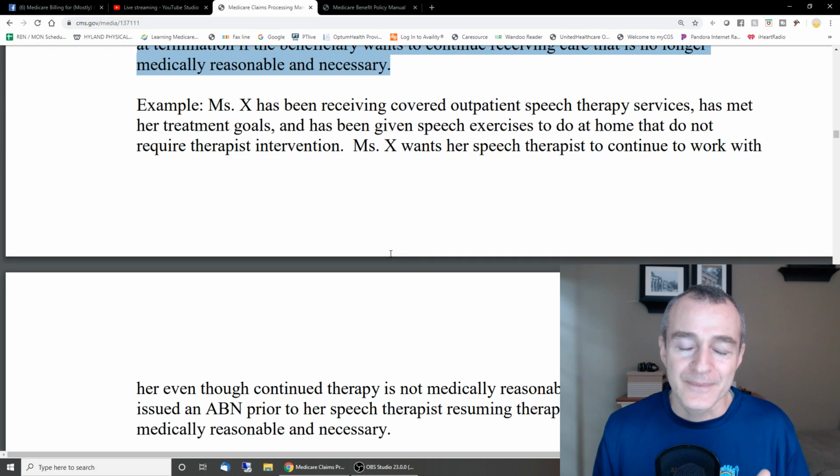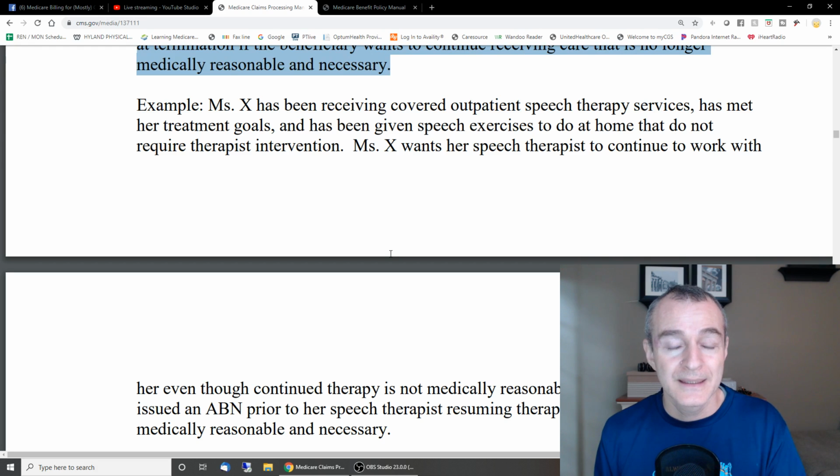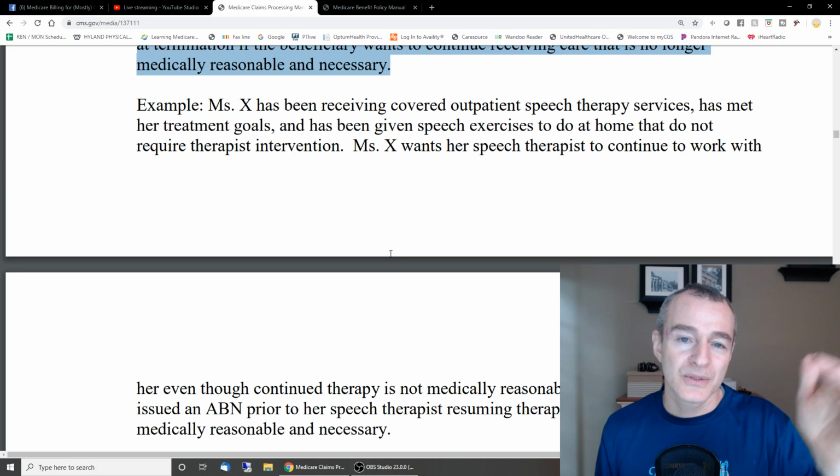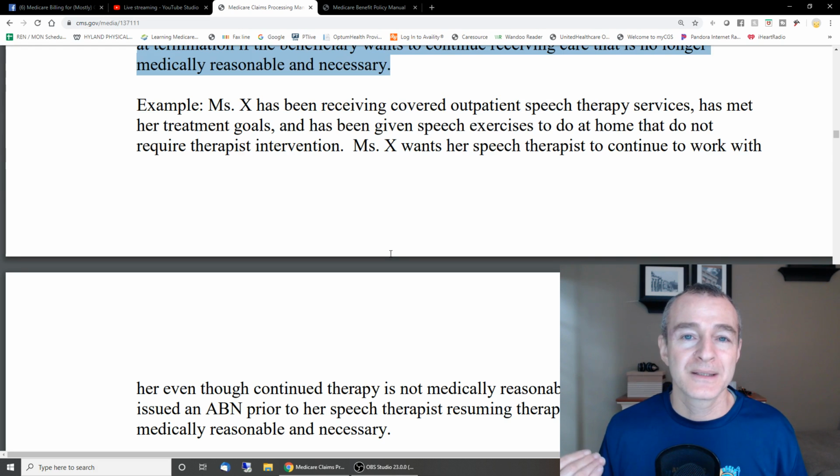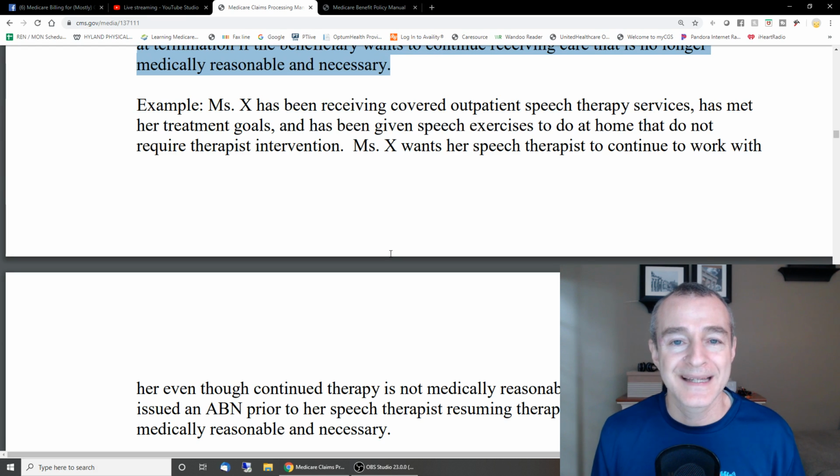But that being said, the patient, the beneficiary, is free to hire you to continue to provide what's now become a non-covered service. In that case, you issue the ABN. You choose the appropriate option between A, B, and C, and now the patient is free to pay you out of pocket. You do not have to maintain the Medicare fee schedule. You can charge your cash rate, which in most cases is higher than the Medicare fee schedule.